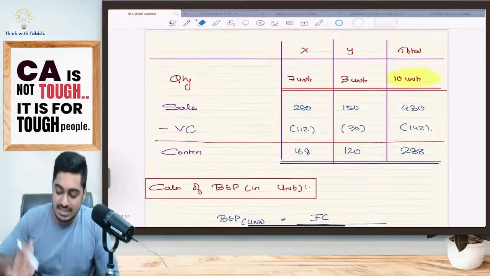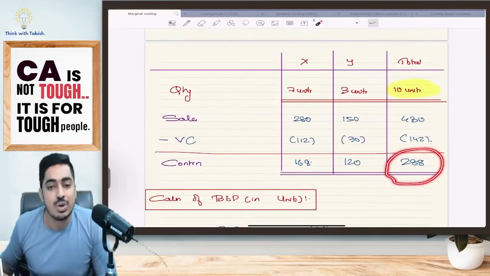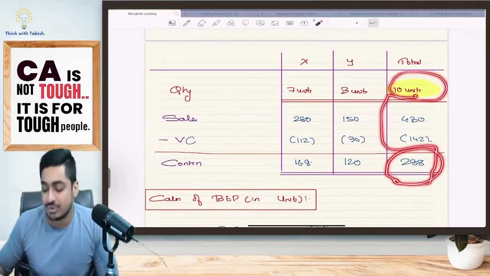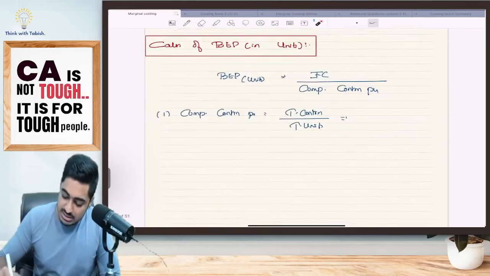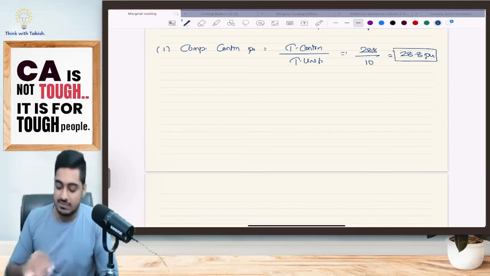Tell me, one bundle I sold, total how much contribution did I get? I got 288. This 288 I got by selling how many units? Sir, by selling total 10 units. That means effectively for 1 unit, how much did I get? 28.8. Yes or no, everyone? 288 by 10, that means effectively I got 28.8 per unit. Is this clear, everyone? Yes, sir.